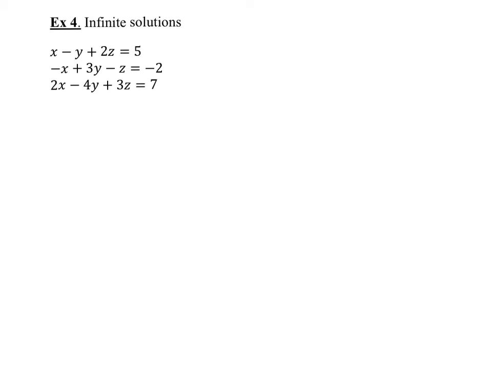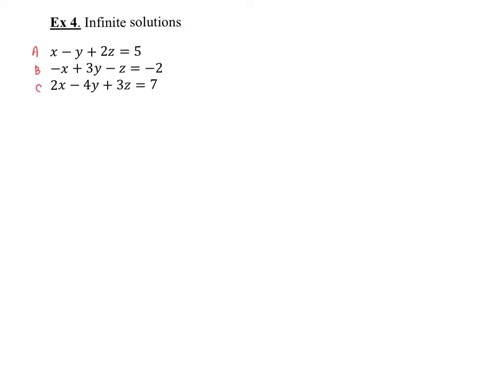Okay, this is still 7.3. So this is example 4. This is going to be an infinite solution system, which I'm warning you about ahead of time, but the way I started is the same way. I am going to label them again, that's just so it's easier for me to refer to the equations.